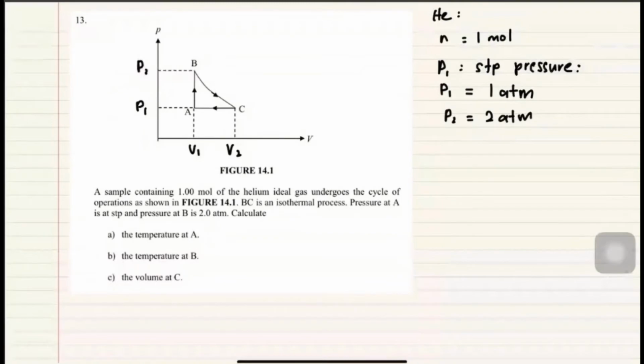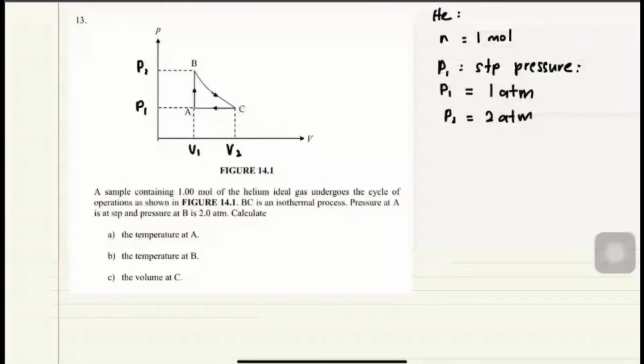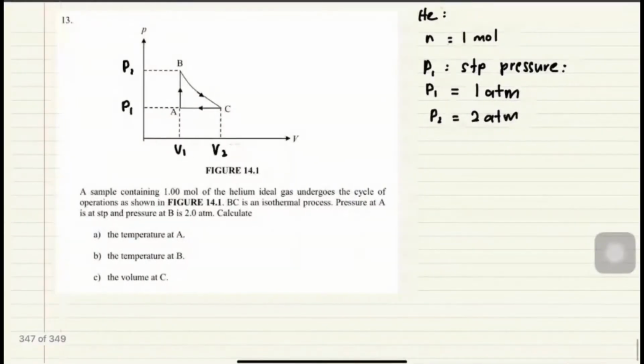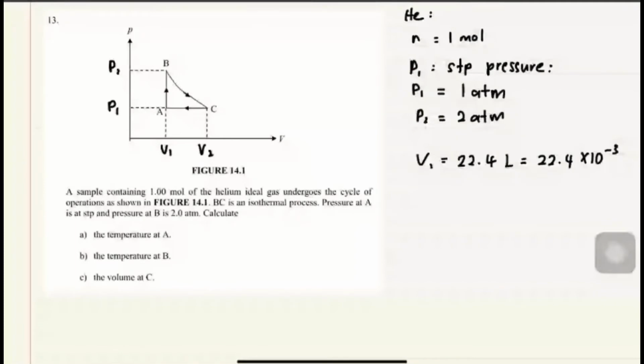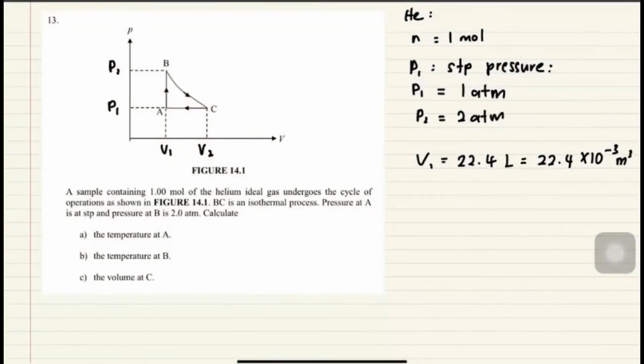At STP, the volume is 22.4 liters per mole. So because of the STP, the volume V1 is equal to 22.4 liters for every mole. We have 1 mole, so our volume is 22.4 liters. Now it makes sense. You can change it to meter cube, which is 22.4 times 10 to the power of negative 3. Betul tak?